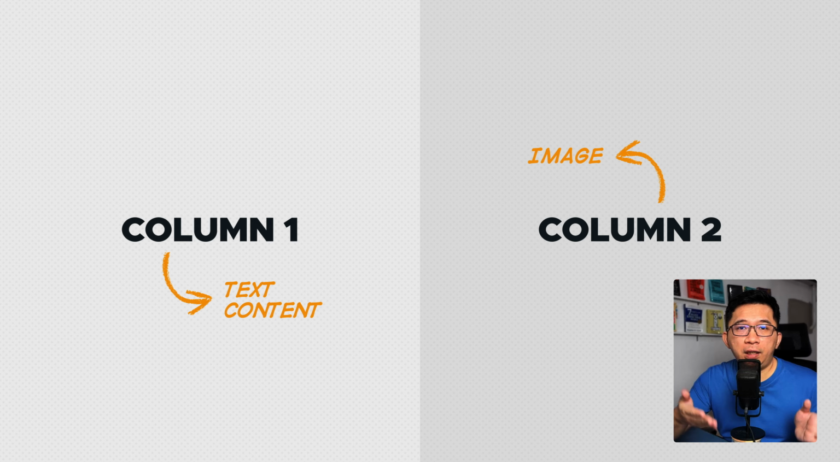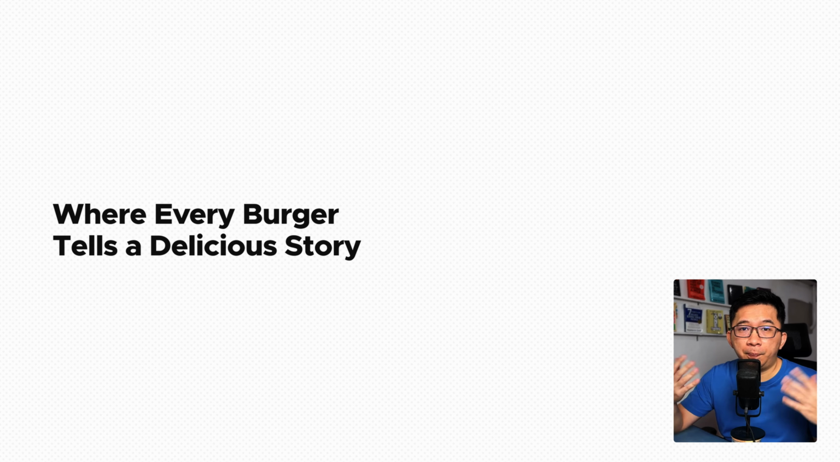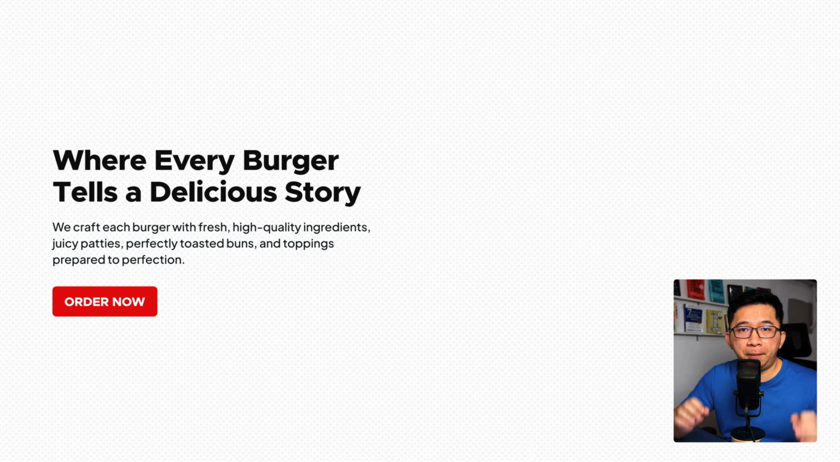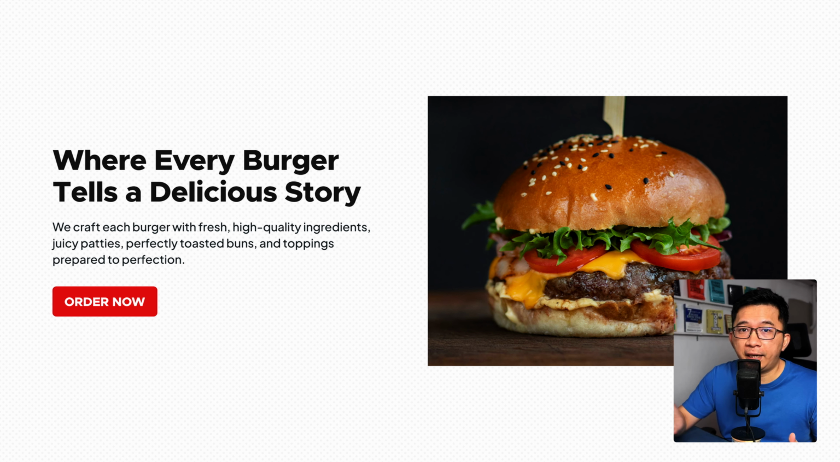Let's start working in the first column, which is the text content. Let's add the heading, the paragraph, and the callout button. Next, let's add a proper spacing between each element. This will make the layout feel balanced and easy to read. And finally, let's add the image in the second column. And there we go. We have completed our website design.